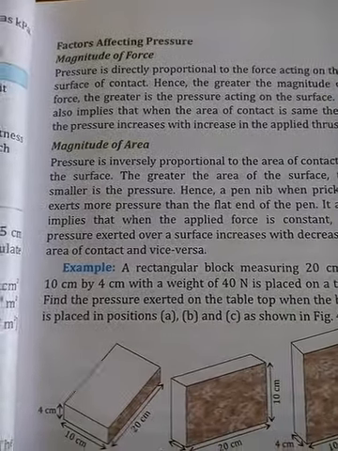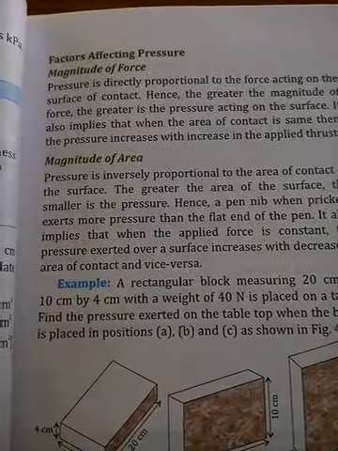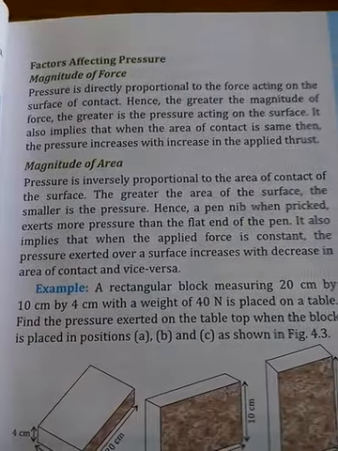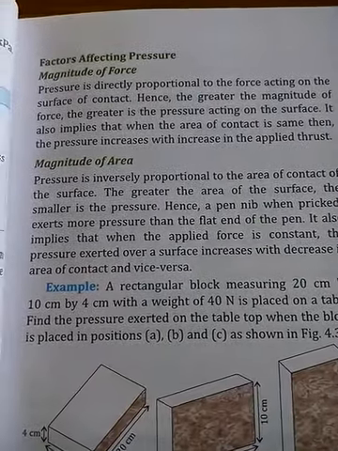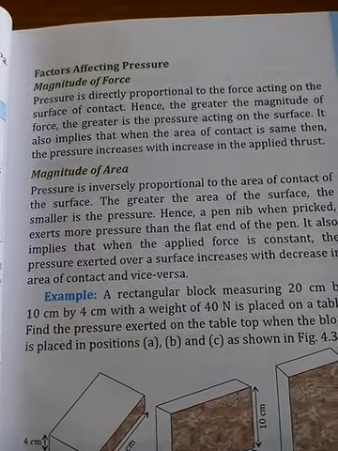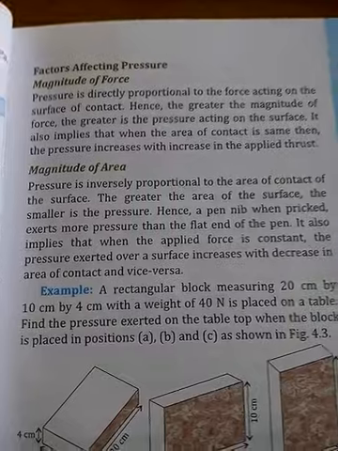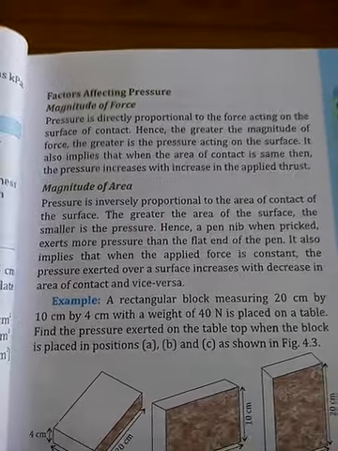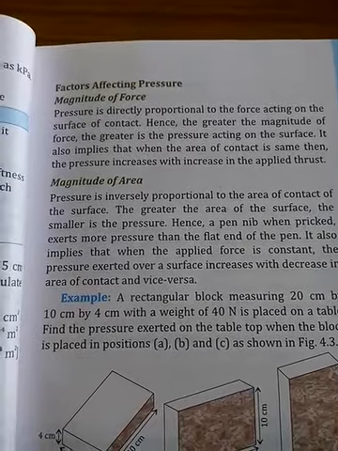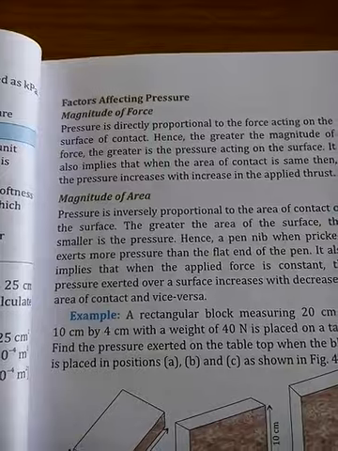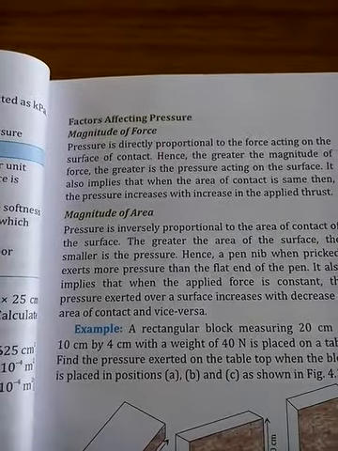Second point is the magnitude of area. Now the value of area. Pressure is inversely proportional to the area of contact of the surface. If you increase the area of contact, surface area, then automatically the pressure will be less. The greater the area of the surface, the smaller is the pressure. If area of surface is more, then pressure will be less.